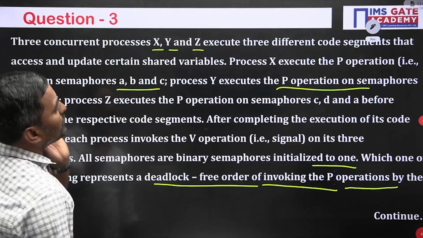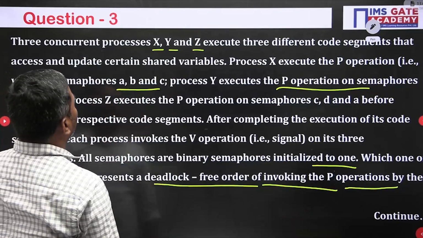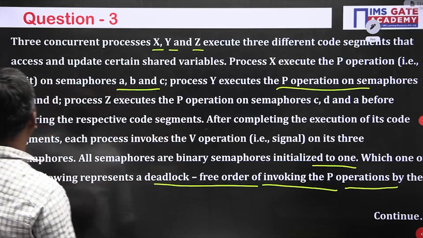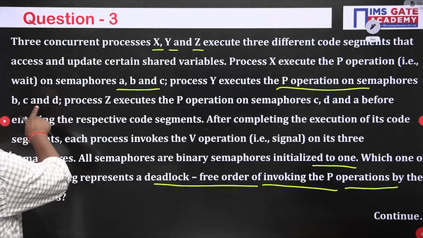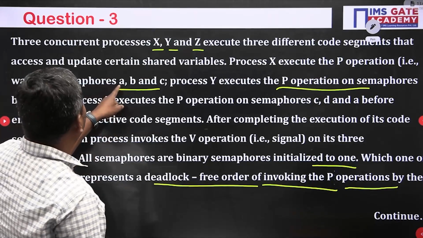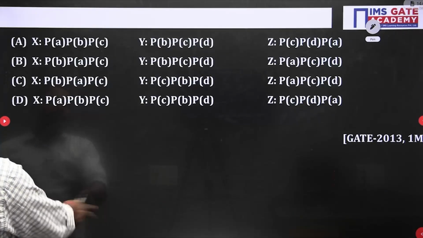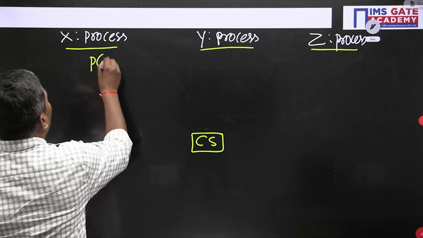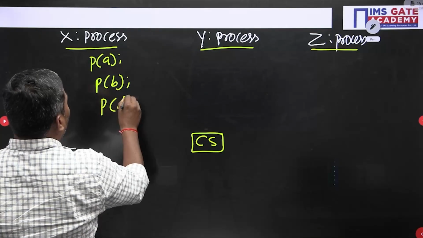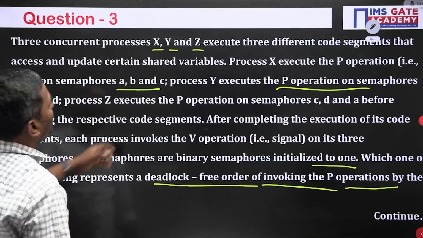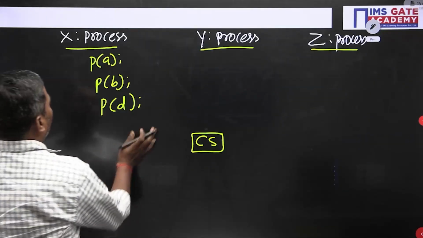So X invokes which operations? So wait on semaphores A, B, C, and Y is performing what? B, C, D. I think it must be ABC only, like ABC followed by BCD. Let me write it like ABC. So P of A, followed by P of B, followed by P of C. Let me check the X operation, forming A, B and C only.